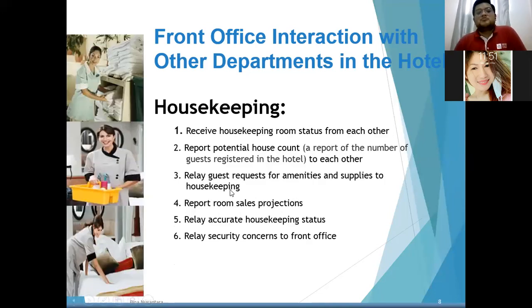Number two, communication between front office and housekeeping. Number one, receive housekeeping room status from each other. Basically, they are exchanging room status.